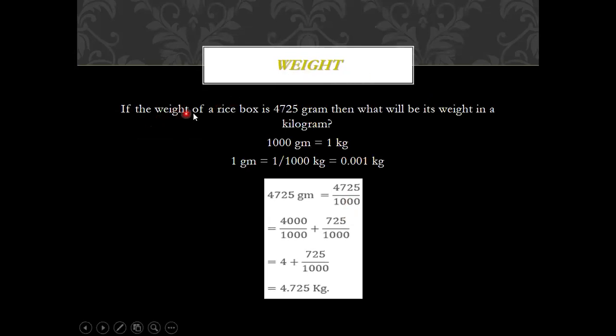Next, weight. If the weight of a rice box is 4,725 grams, then what will be its weight in kilograms? See, we know that 1 kg equals 1000 grams. So that means 1 gram means 1 by 1000, that means 0.001 kg we will get. So here they have asked 4,725 grams. So what you have to do is 4,725 divided by 1000. So that means 4,000 by 1000 plus 725 by 1000. So 4 plus 725 by 1000, that means 4.725 kg.